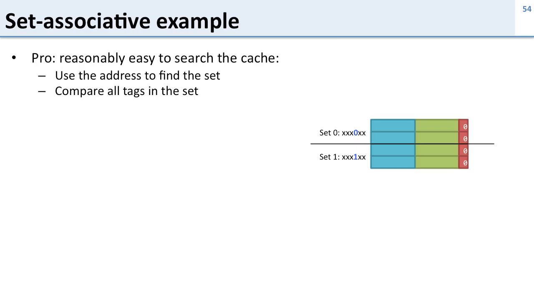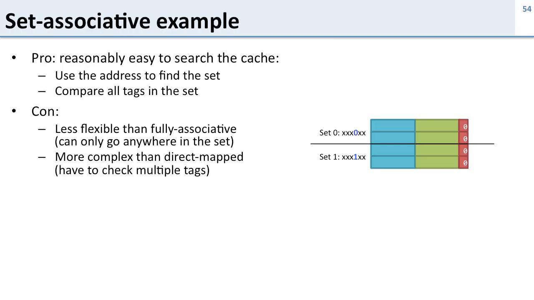So let's take a look at set associativity. What are the benefits? Well, it's reasonably easy to search the cache. We just need to find the set, and then we look in the set. And this gives us flexibility, because we can put it anywhere within the set. The con is that it's less flexible than fully associative caches. They can go anywhere. Here we can only go anywhere within the set. And it's more complex than direct map caches. We now have to check all of the blocks in the set to see if the data is in there.